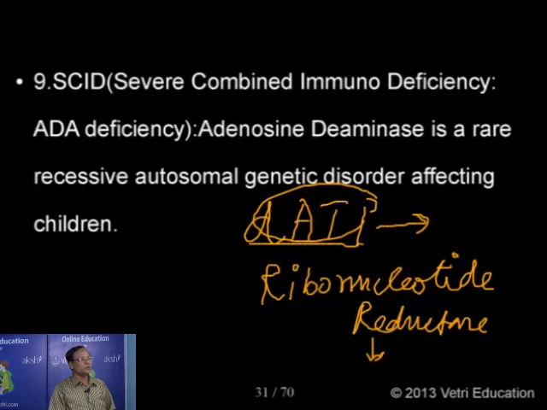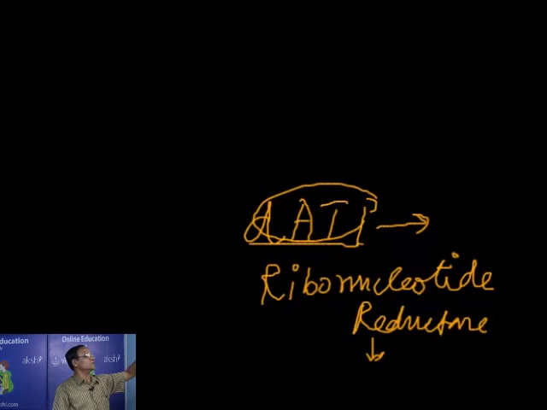So the child should be enclosed in a completely sterile plastic bubble. A bubble means nothing but a small incubator where only one child is kept, the one which is highly susceptible to infection. Hence it is called bubble boy syndrome. The disorder is called bubble boy syndrome as the affected child is placed inside a sterile bubble. And the affected gene is located in chromosome number 20.